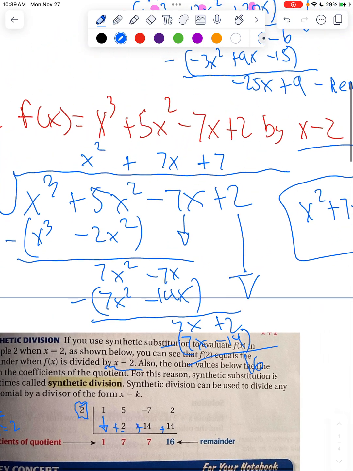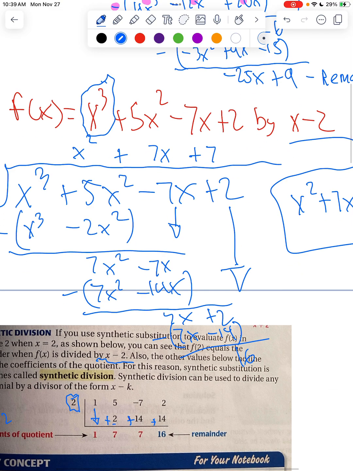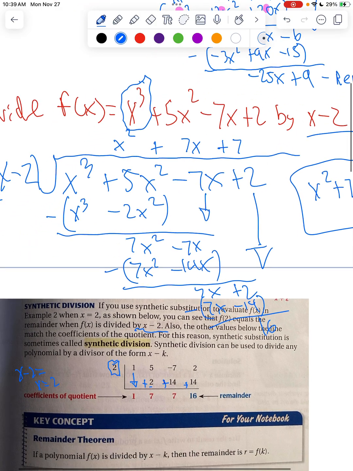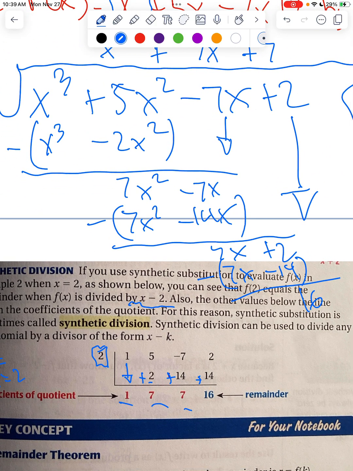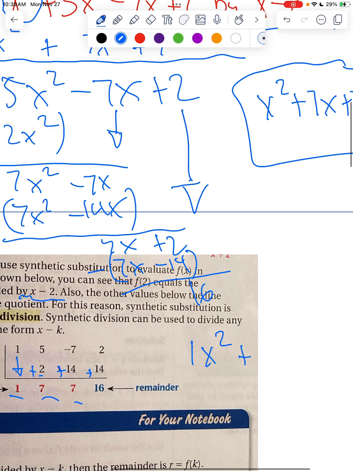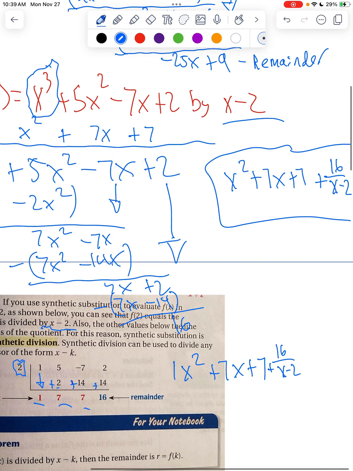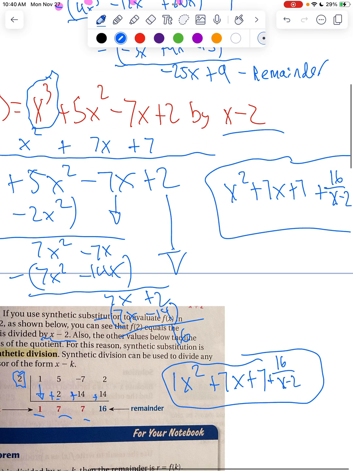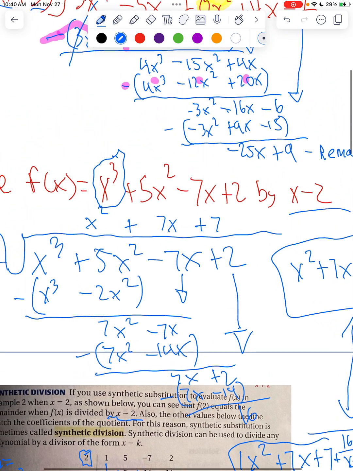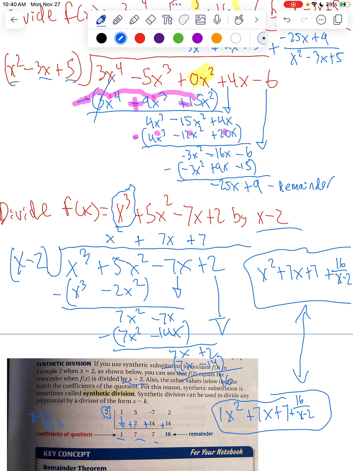Now, because it's the same problem as above, and my first term was x to the third, my highest exponent was 3. When I write my answer, I have to use 1 less exponent, and these numbers are our coefficients. So I'm going to say 1x squared plus 7x plus 7. And then I have a remainder of 16 over x minus 2, which is exactly the same thing that we got above. So synthetic division is probably a little bit faster than long division, but you do need to know how to do them both.